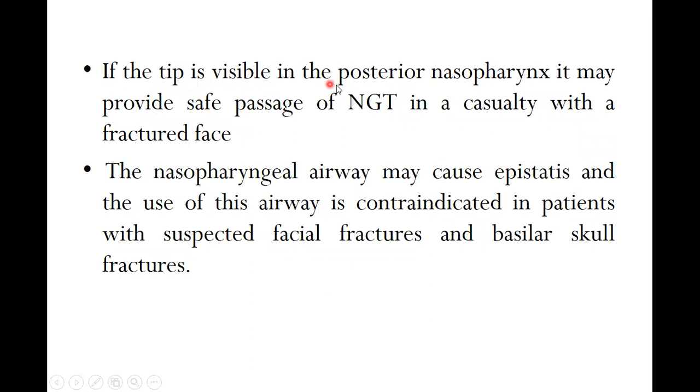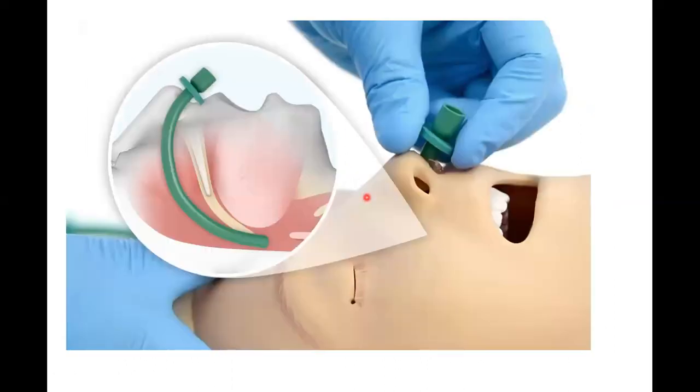If the tip is visible in the posterior nasopharynx, it may provide safe passage of a nasogastric tube in a casualty with a fractured face. Now, the nasopharyngeal airway may cause epistaxis, and the use of this airway is contraindicated in patients with suspected facial fractures and basilar skull fractures because you may damage the base of the skull as you try to insert through the nose. So this is the nasopharyngeal airway. This one, it goes through the nose into the pharynx.